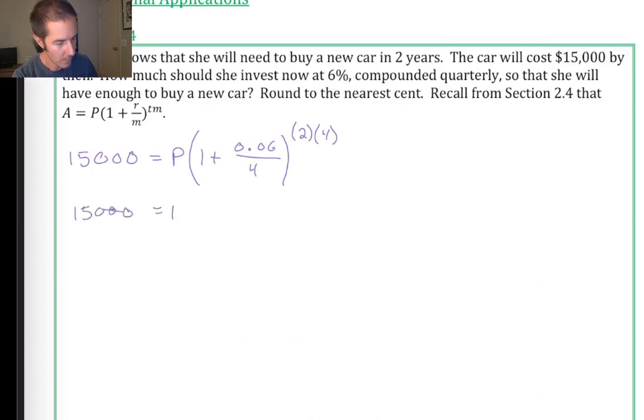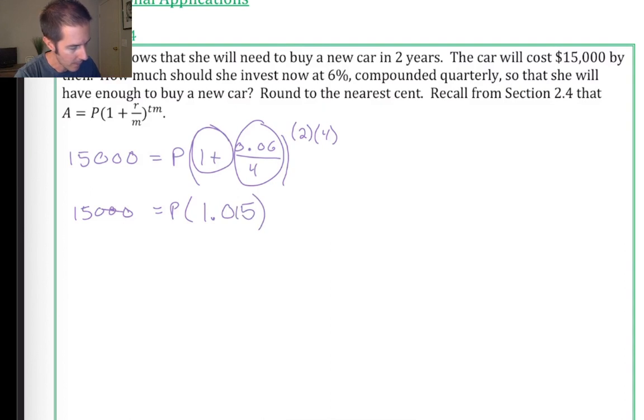So 15,000 equals P times, let's go calculator. We don't want to mess up the arithmetic. I've got 0.06 divided by 4, and I got 0.015. So this is 0.015, and then I'm going to do plus 1, which equals 1.015. Let's not change everything. The exponent of 8, I think it's reasonable to do 2 times 4 in our head. And let's solve for P now.